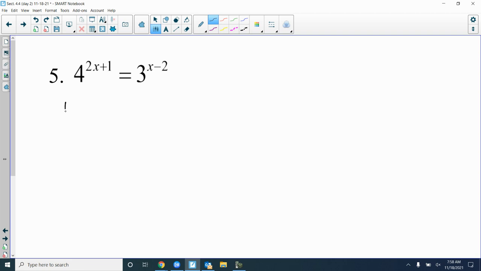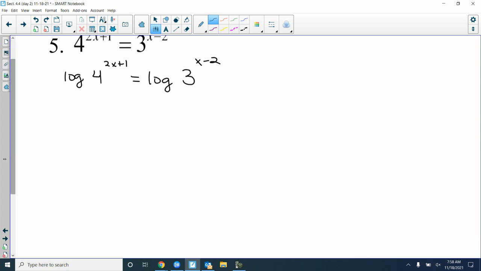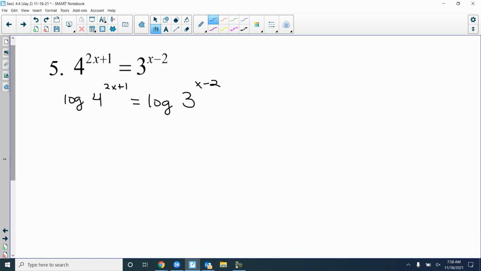So I'm going to write the log of 4 to the 2x plus 1 equals the log of 3 to the x minus 2. Move the exponent out in front. 2x plus 1 times log of 4 equals x minus 2 times log of 3.